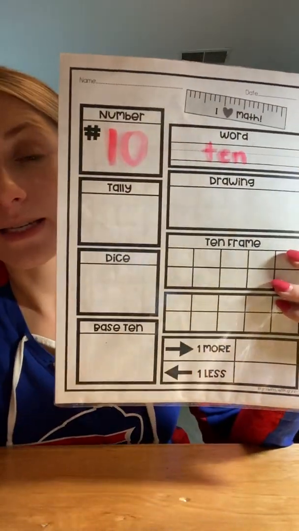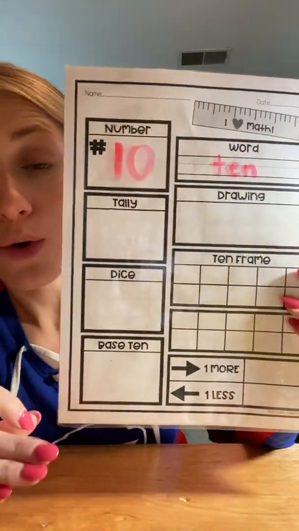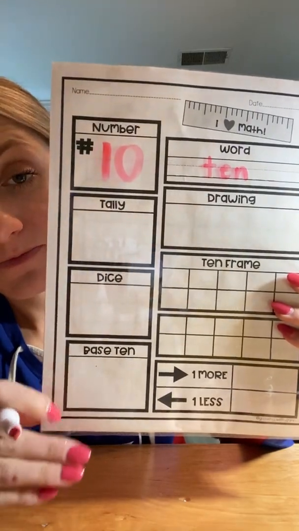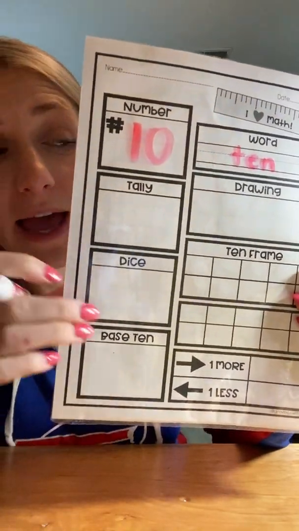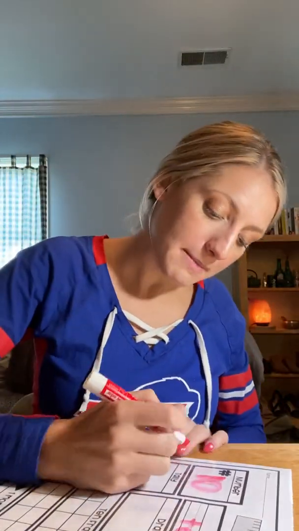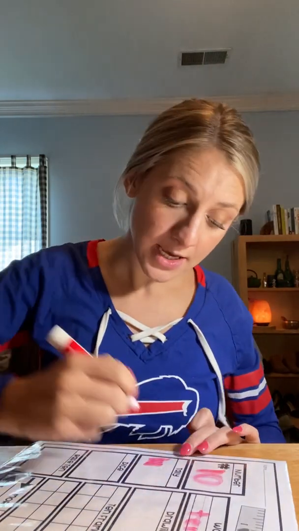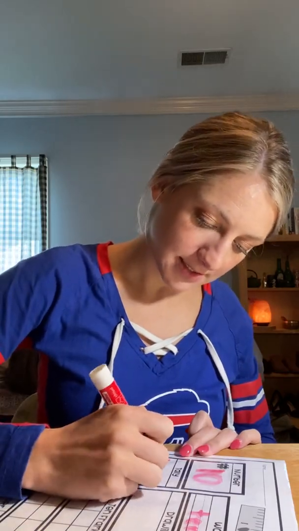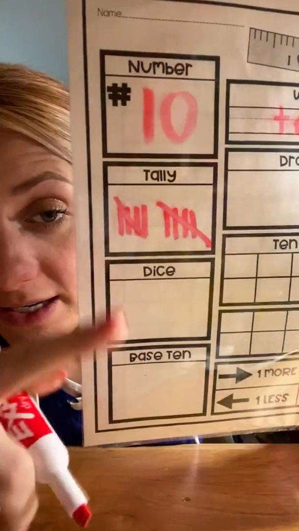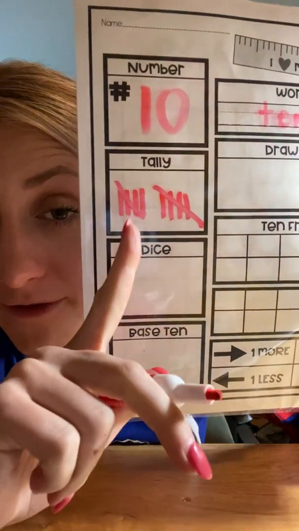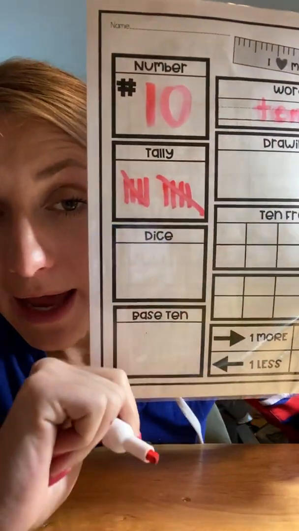This template is linked below if you'd like to print it out or use it on your device. Then we can move on to tallies. And remember, something special happens with each group of 5. For tallies, we cross diagonally. So 1, 2, 3, 4, 5, 6, 7, 8, 9, 10. And I can easily see I have 2 groups of 5, 5, 10.